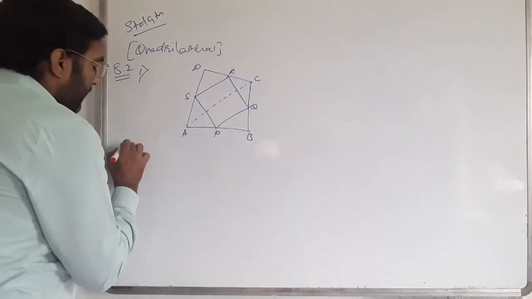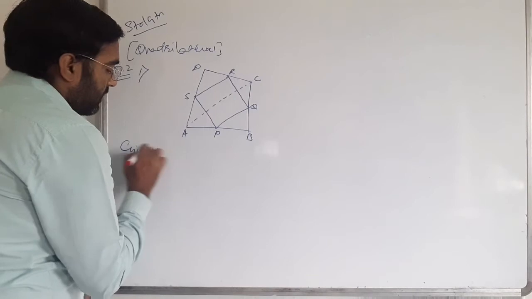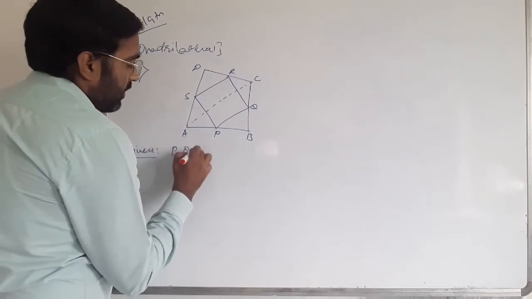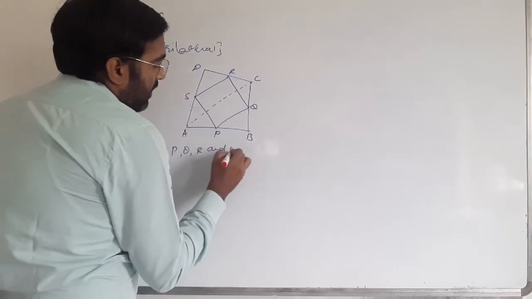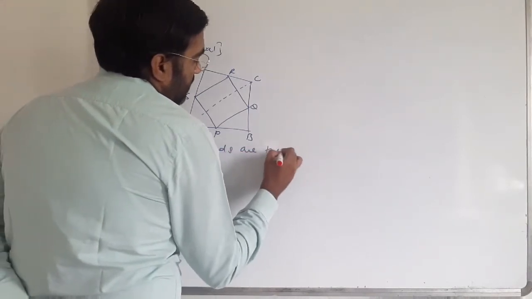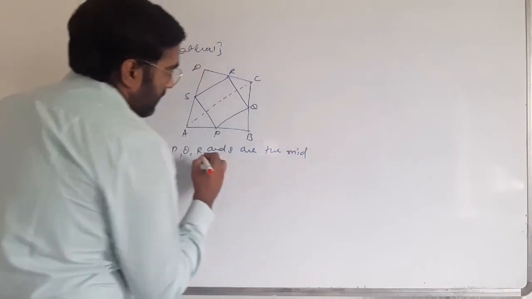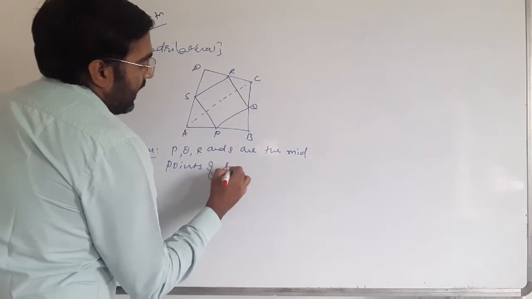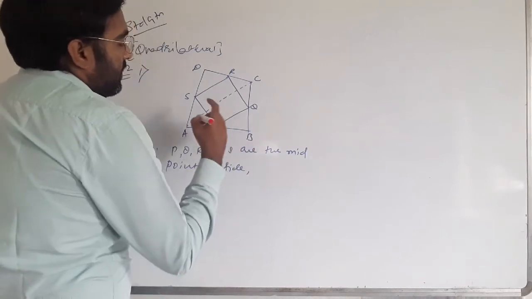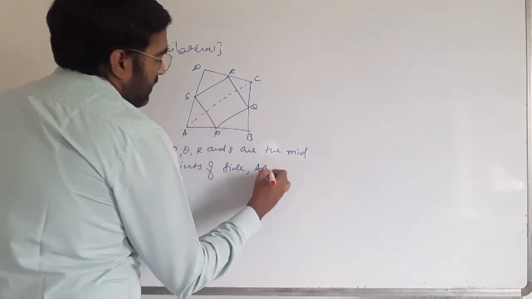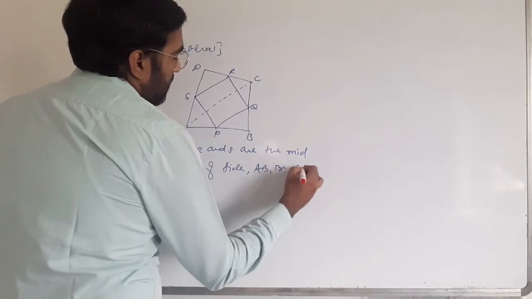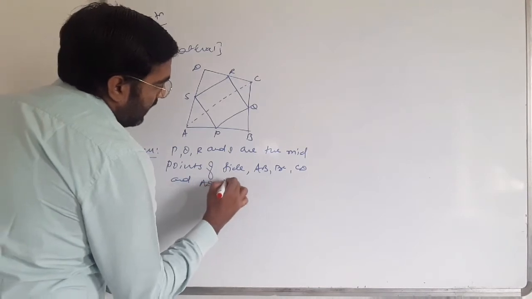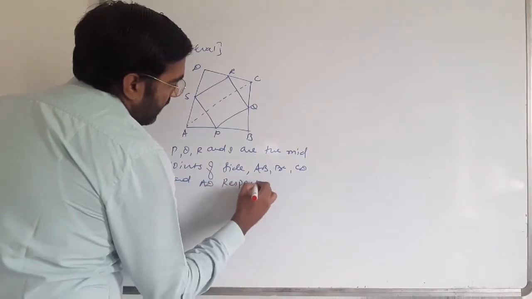So first of all I write the given things: P, Q, R and S are the midpoints of sides AB, BC, CD and AD respectively.